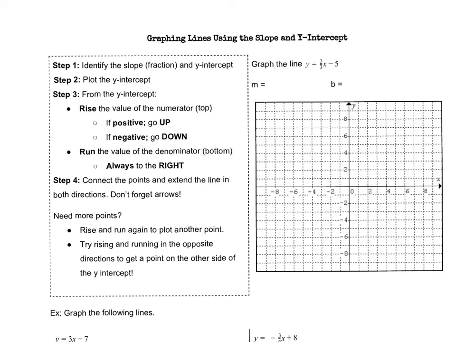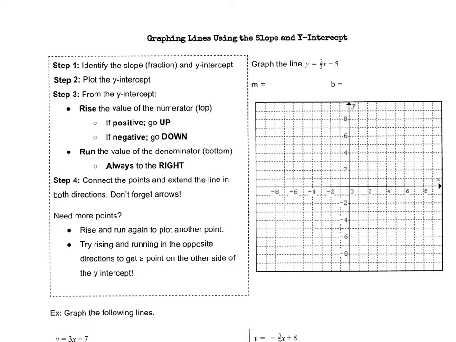Okay, so this lesson is about graphing lines using slope and y-intercept. So if you're given a line y equals 2 over 3x minus 5, how would you graph it without making a table of values? From here, the first step is to identify what's the slope and what's the y-intercept.